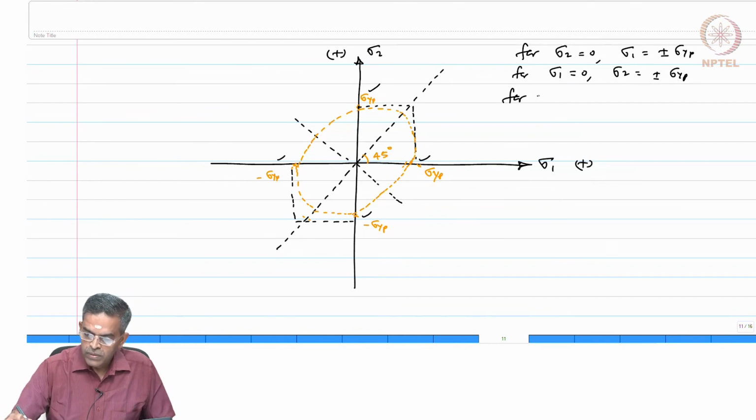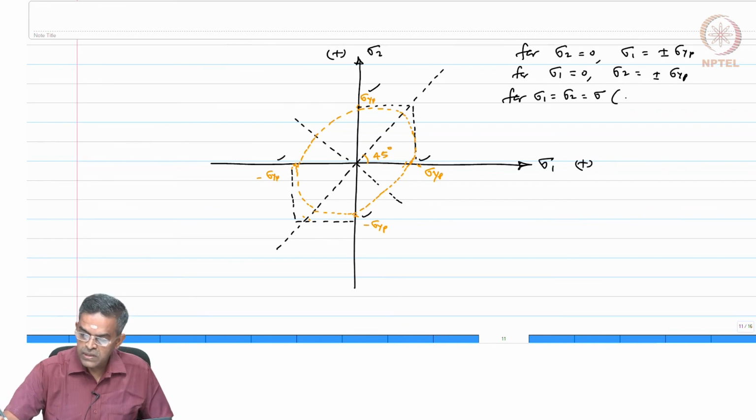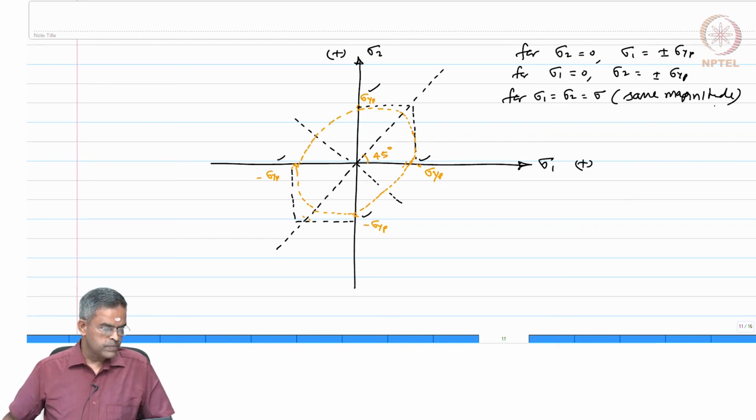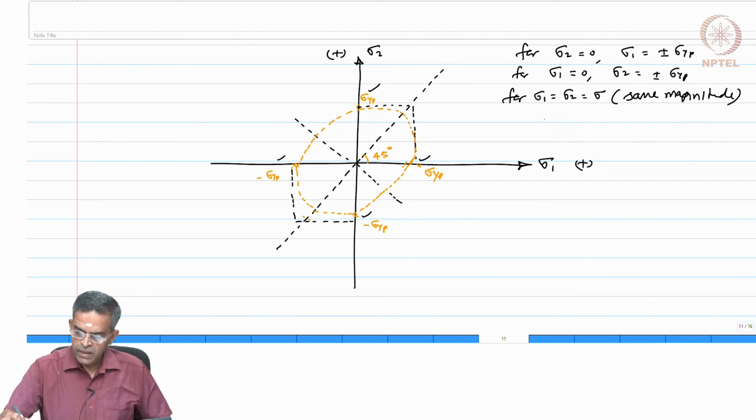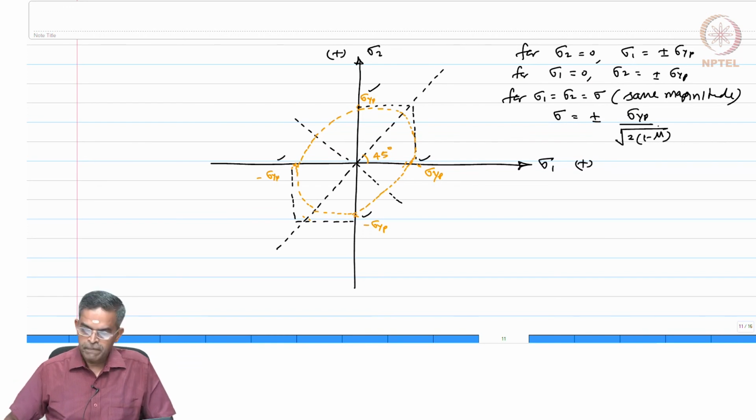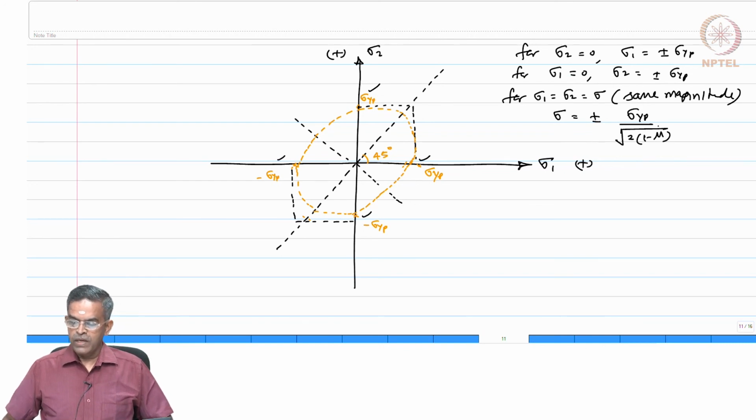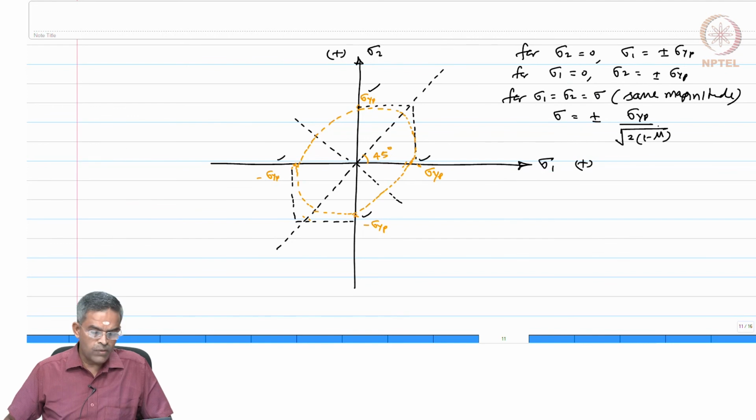For sigma 1 equals sigma 2 equals sigma, that is the stresses are of the same magnitude, in that case, sigma will become plus or minus sigma yp by root of 2 into 1 minus mu. Please do this calculation and check. Same intensity, same magnitude, this equation is true.